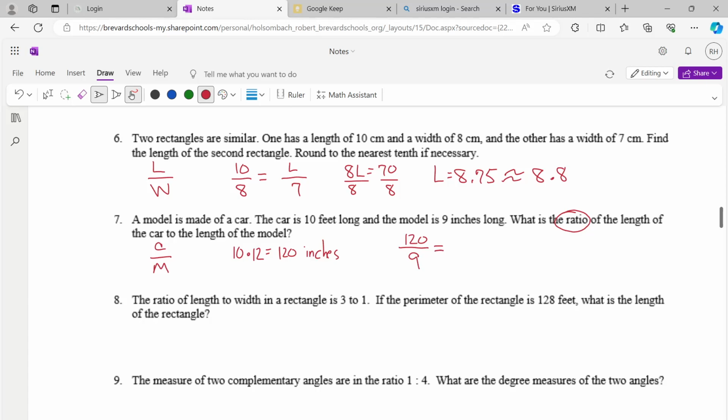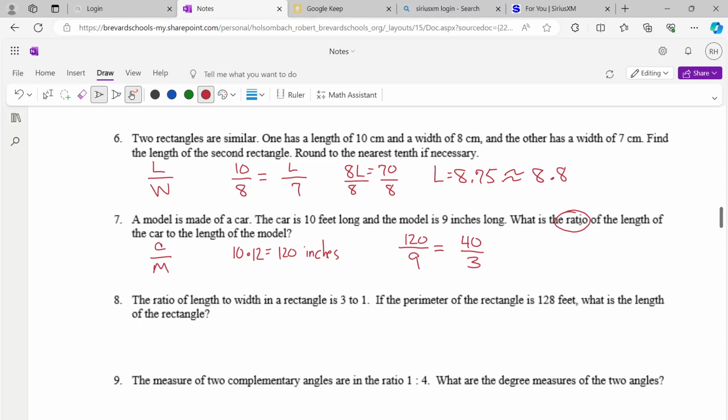First thing I would do is see if the 9 goes into the 120 evenly. It does not. So we're looking for something now that goes into both of these evenly. And the only other factor of 9 is 3. So let's take the numerator divided by 3. So 120 divided by 3 is 40, and 9 divided by 3 is 3.